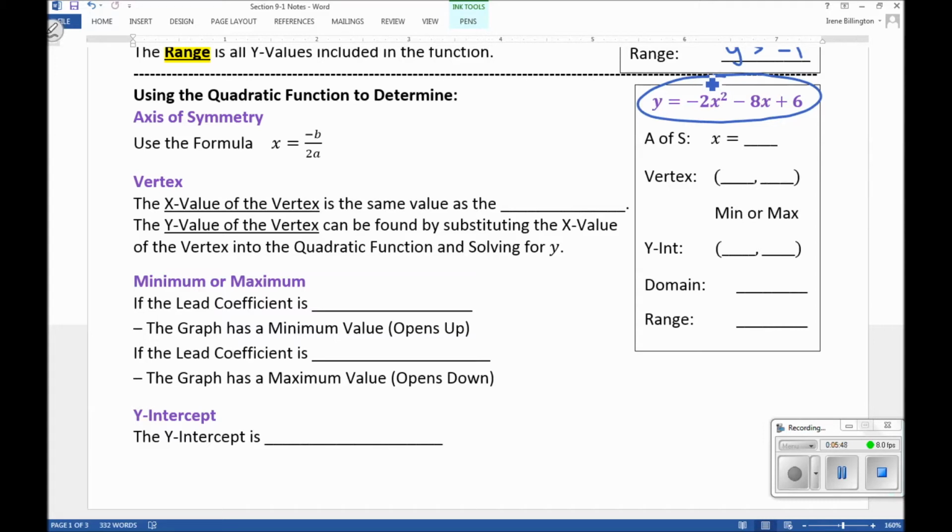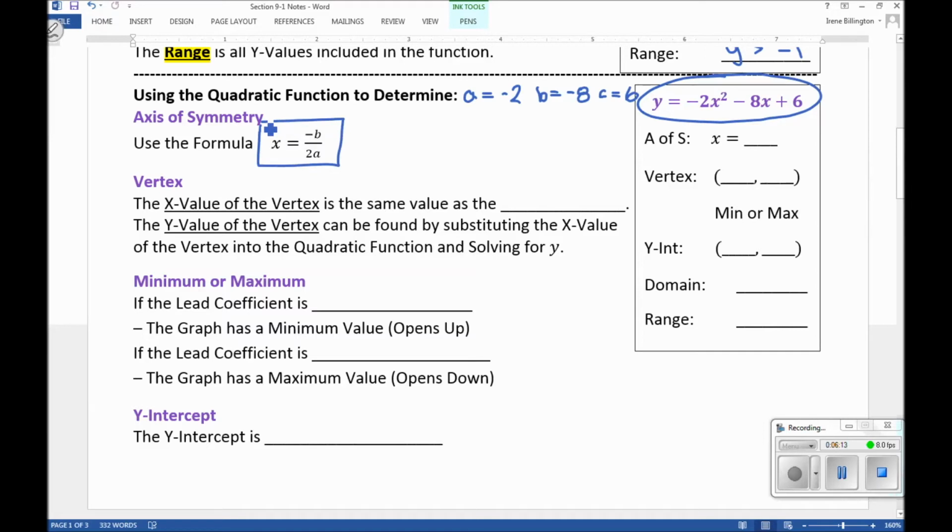So before we begin, let's go ahead and determine our a, b, and c. Remember, a is the coefficient of x squared, so that would be -2. B is the coefficient of x, in this case it would be -8, and c is my constant, which is 6.